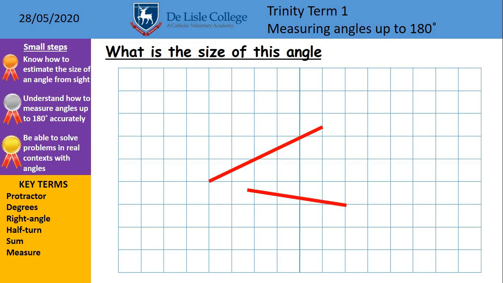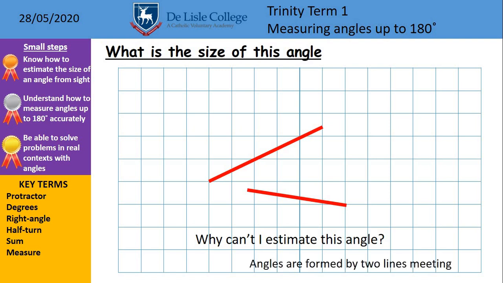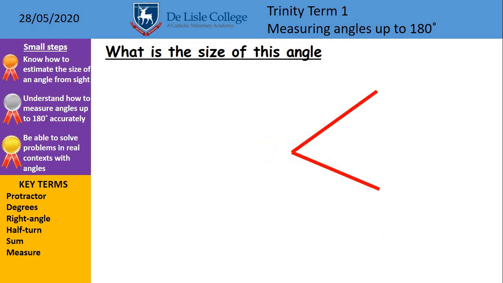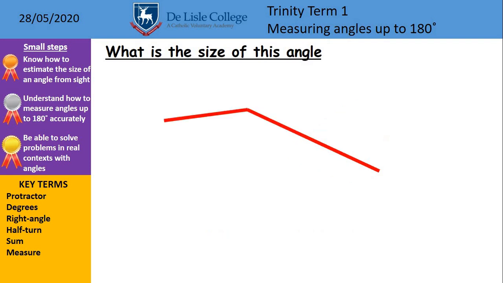And the size of this angle, why can't I estimate this angle? Hopefully you can remember the definition for the angle there. Angles are formed by two lines that meet. These two lines don't meet, so we've got nowhere that we can measure an angle from. What is the size of this angle? It looks a little harder to estimate when you haven't got the lines there with you. But you can still have a go estimating it, and that one is 60 degrees.